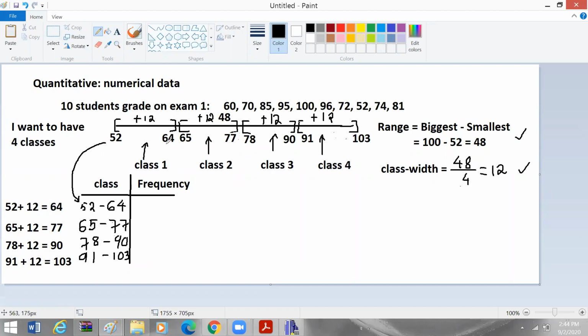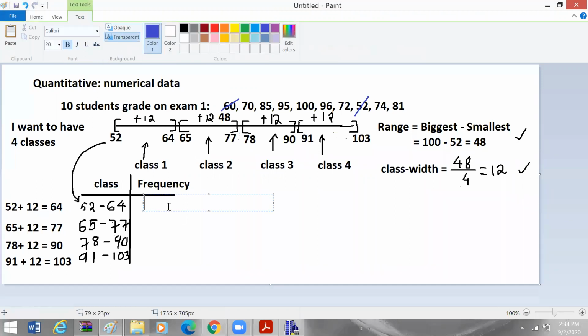So the frequency would be how many numbers are in between 52 and 64? For example, it would be 2, right? Can you tell me what it is? 2. The frequency will be 2 because there are two numbers between 52 and 64, just 52 and 60, correct? Yes. So we're going to put them down as 2. Very good.